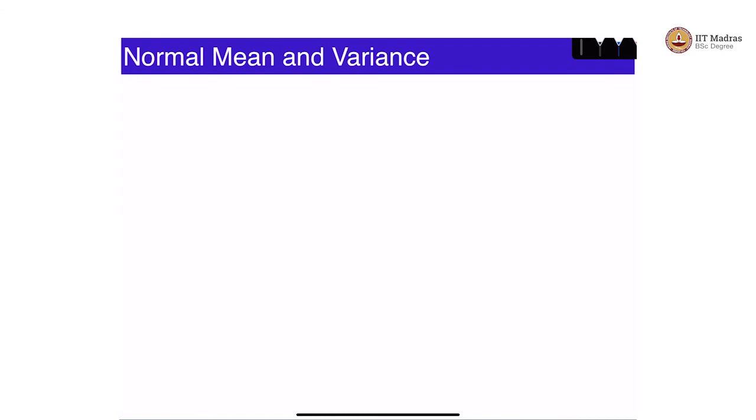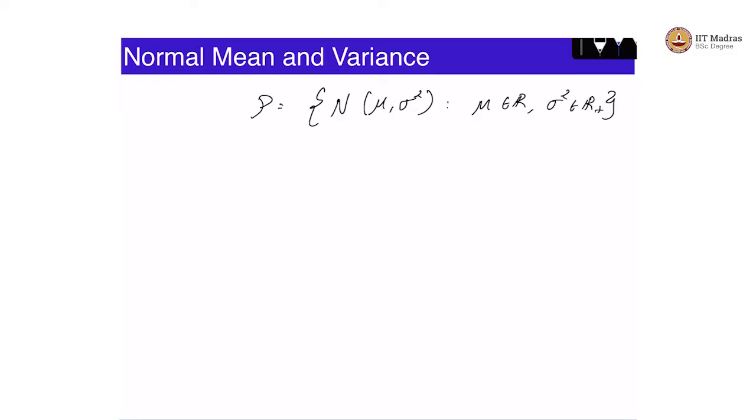Now let's do one more final example and wrap up. Your parameter family P is simply the set of normal distributions with mean mu and variance sigma squared. So you have mu belongs to the reals and sigma squared belongs to positive values. You are forced to choose positive values for the variance. We will not try to find sigma, but rather sigma squared itself. We want to find the ML estimates for the parameter mu and the parameter sigma squared.